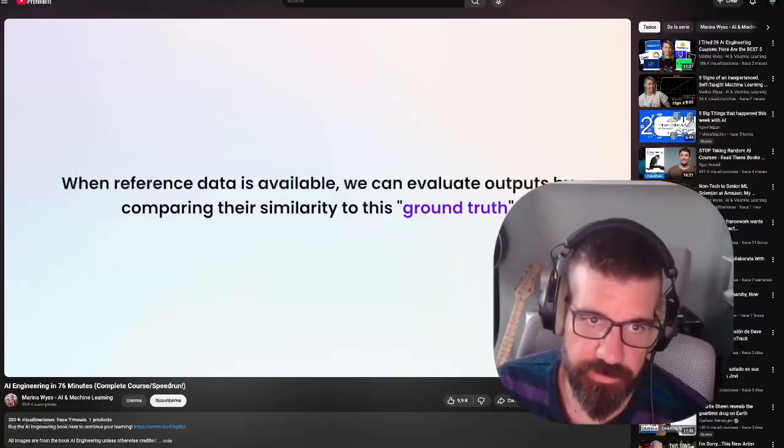In coding tasks, functional correctness translates to execution accuracy. Does the code run and produce the expected output? For gaming bots, we can measure objective performance metrics like win rates. When reference data is available, we can evaluate outputs by comparing their similarity to this ground truth.